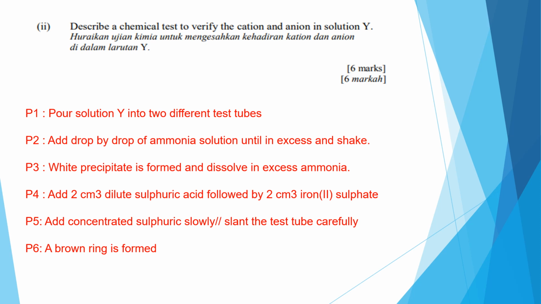So the answer is: Point 1. Pour solution Y into 2 different test tubes. Point 2. Add ammonia solution drop by drop until in excess and shake. Point 3. A white precipitate is formed and dissolves in excess ammonia. Point 4. Add 2 cm^3 dilute sulfuric acid followed by 2 cm^3 iron(II) sulfate. Point 5. Add concentrated sulfuric acid slowly, or slant the test tube carefully. Point 6. A brown ring is formed.